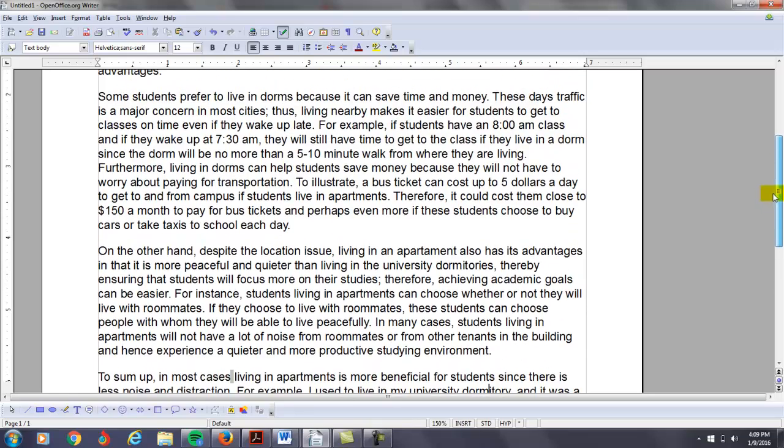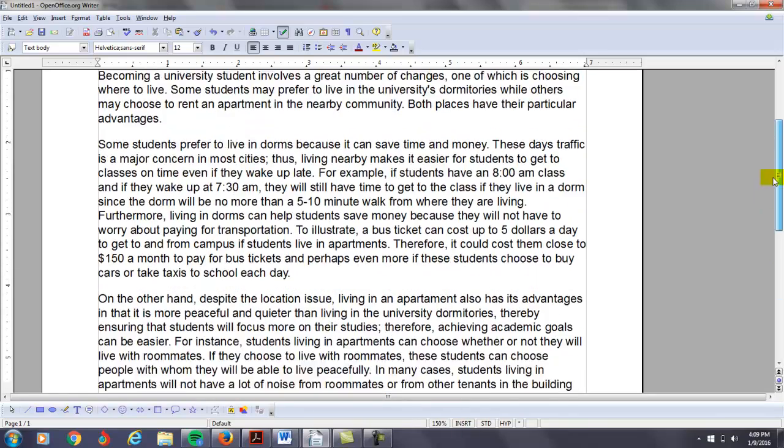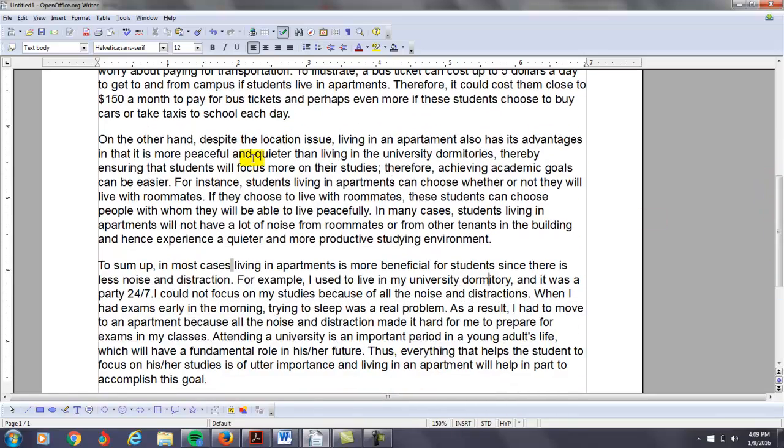about the same as the other three, or the other two there. So, to sum up, in most cases, living in apartments is more beneficial for students since there is less noise and distraction. For example, I used to live in my university dormitory, and it was a party 24/7.